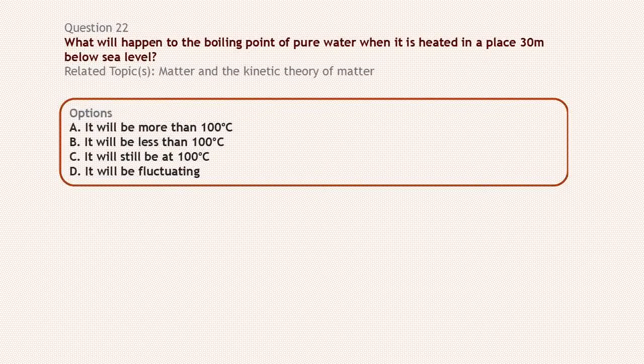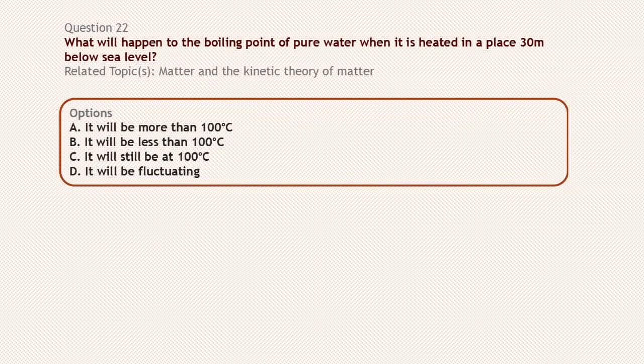What will happen to the boiling point of pure water when it is heated in a place 30 meters below sea level? Now, below sea level, the atmospheric pressure there will be even less. The boiling point of a liquid varies directly as atmospheric pressure. Now the question is, if you ask what is the boiling point of water, if you say 100 degrees Celsius, you may not exactly be correct, because it is a function of the atmospheric pressure.